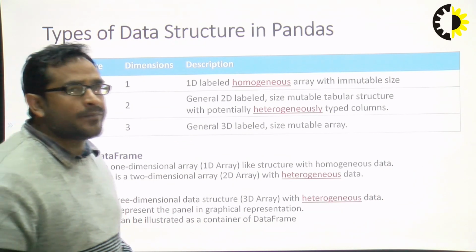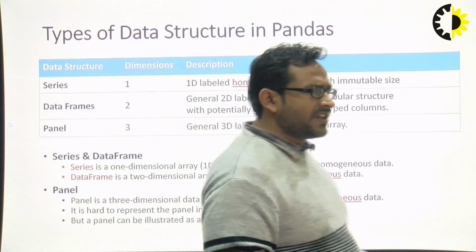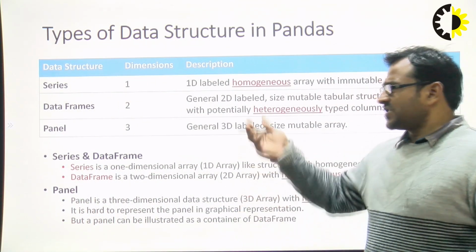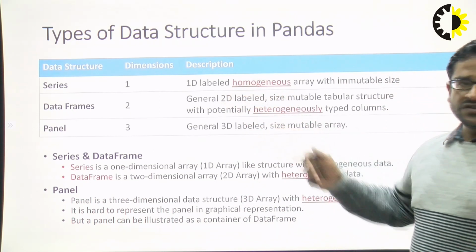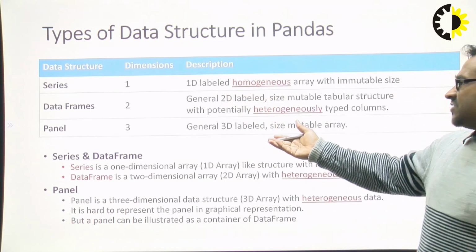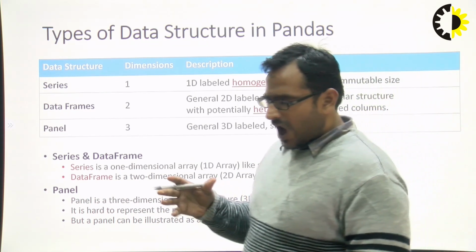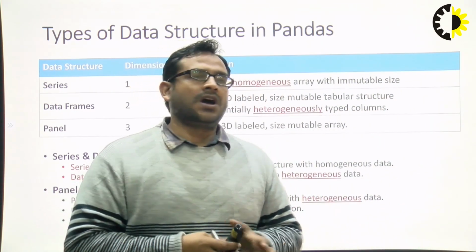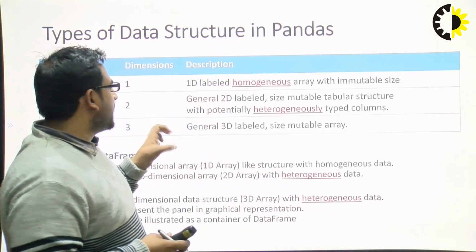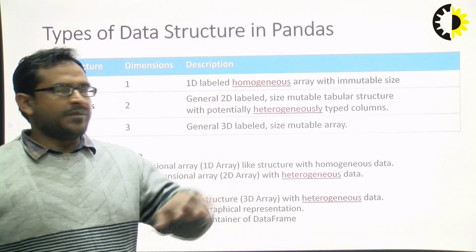Okay, so the types of data structure in Pandas. We have already discussed the series and the data frame, and one more is the panel. Panel is generally a 3D labeled, conceptual array, so the data is arranged into three dimensions.